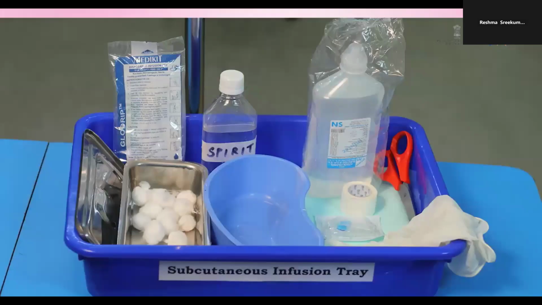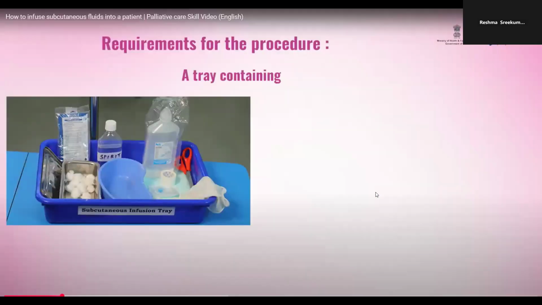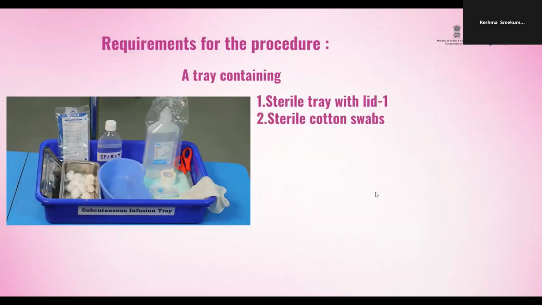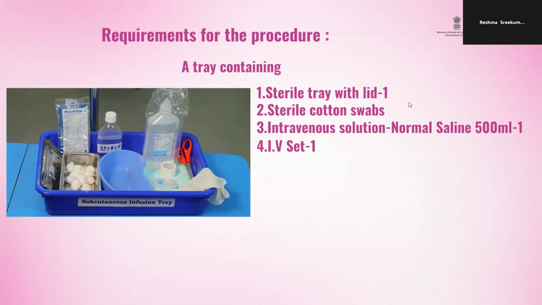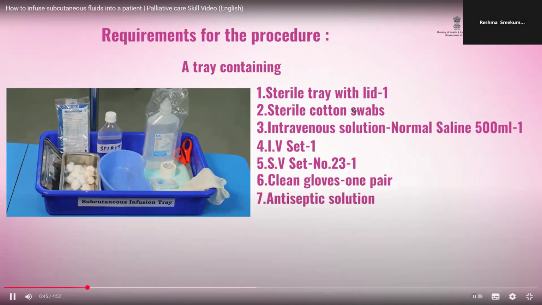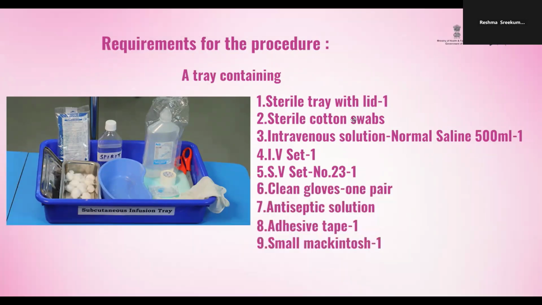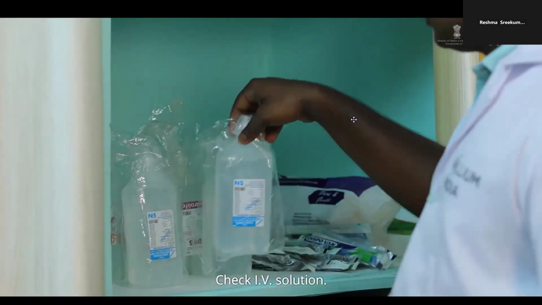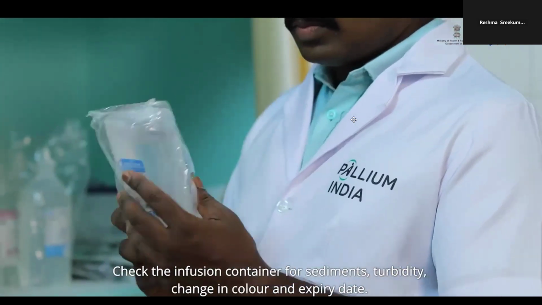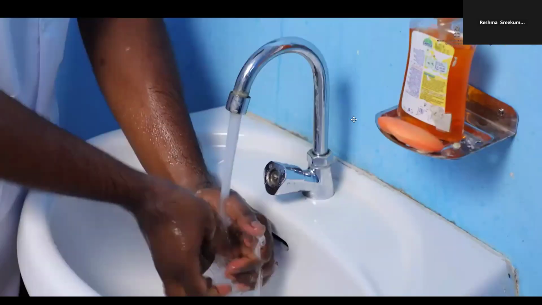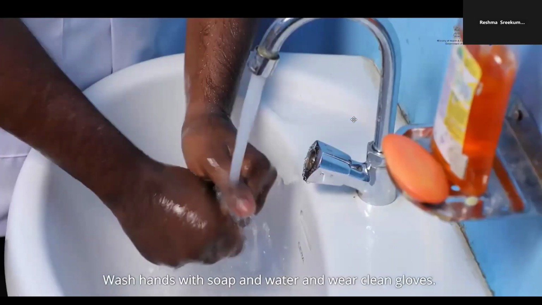Requirements for the procedure: a tray containing one sterile tray with lid, sterile cotton swabs, one intravenous solution, normal saline 500 ml, one IV set, one scalp vein set number 23, one pair of clean gloves, antiseptic solution, adhesive tape, one small mackintosh, one kidney tray. Check the IV solution. Check the infusion container for sediments, turbidity, change in color and expiry date. Wash hands with soap and water and wear clean gloves.